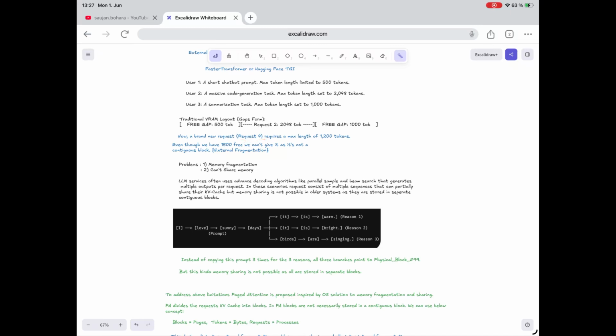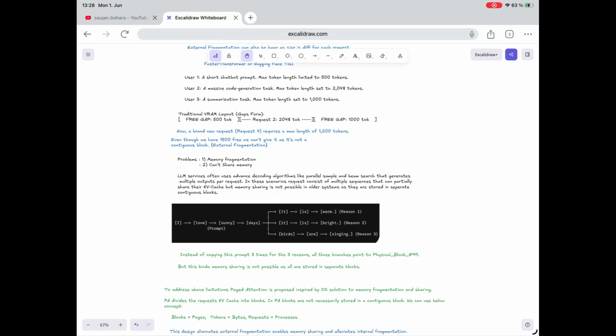But if I have a new request now that needs 1200 tokens, I will have an out of memory error, right? I can't really give this space because this is not in a contiguous block. It's in two different blocks, right? Even though I have enough free space here, 1500 token space, I can't really give it because it's not in a contiguous block, right? So it needs to be in a contiguous block. That is an important part too. So that leads to external fragmentation.